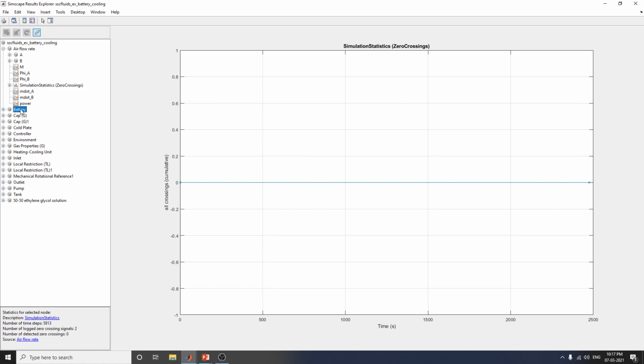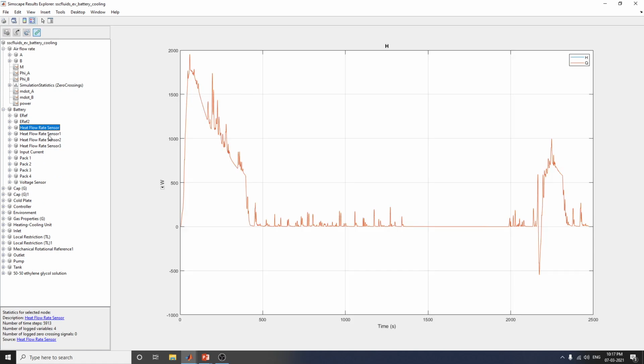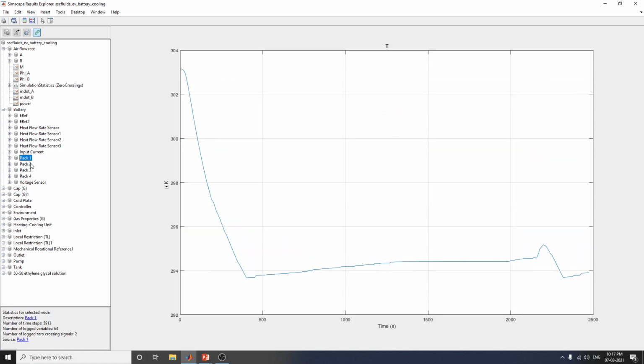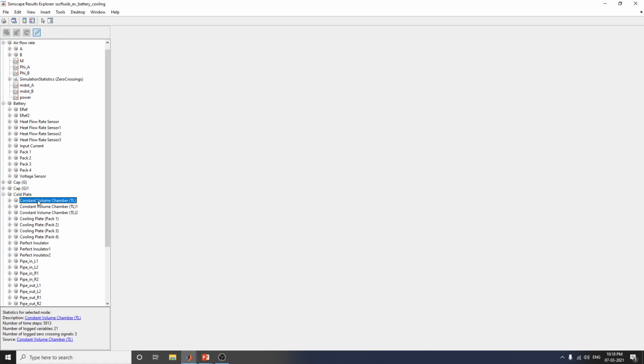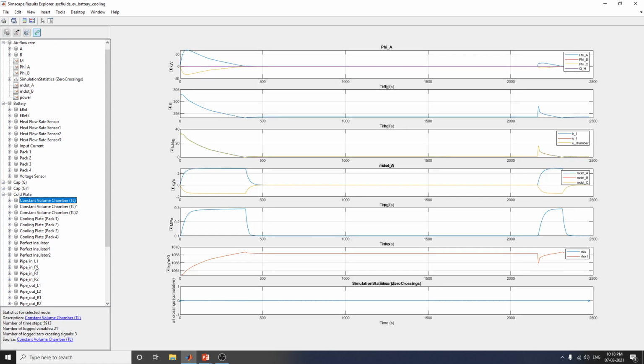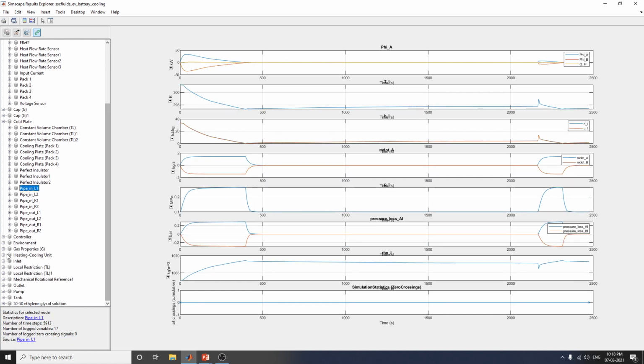Also you can see this is a battery block. In this battery block you can see what are the reference here, reference 1 heat flow rate sensor value, and heat flow sensor 1 value, 2 value, input current, battery pack 1 temperature, also cold plate, environment condition. All the things we can see. There is pipe L1 and pipe L2. All the parts' simulation result is available here.